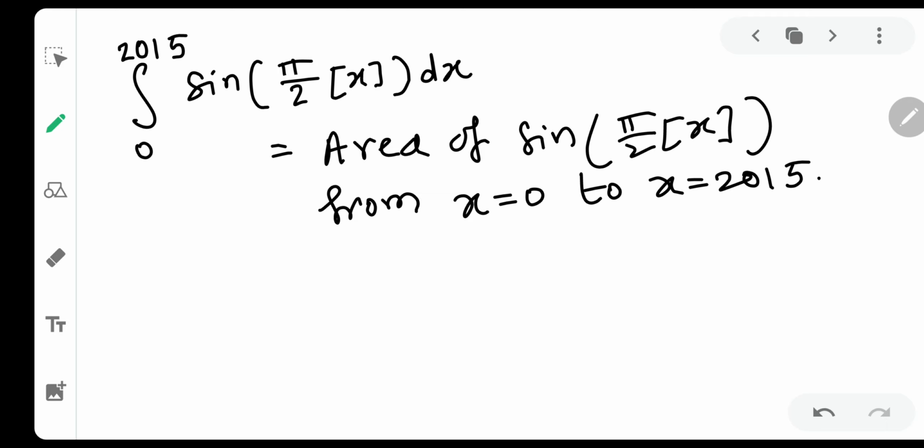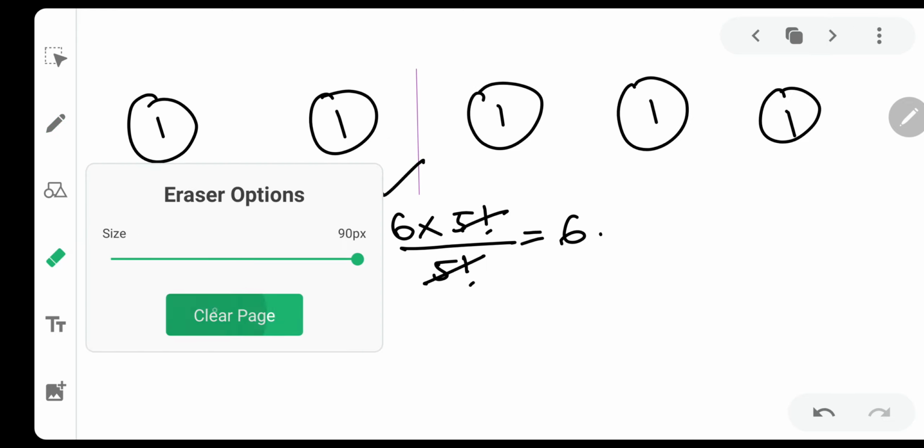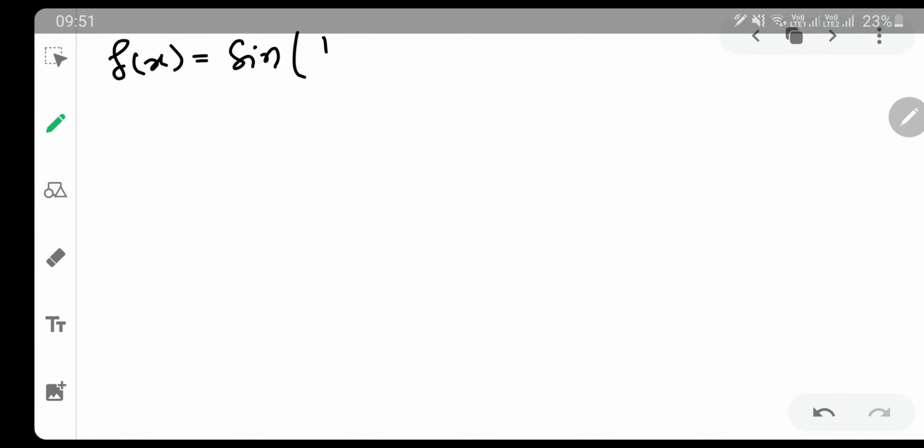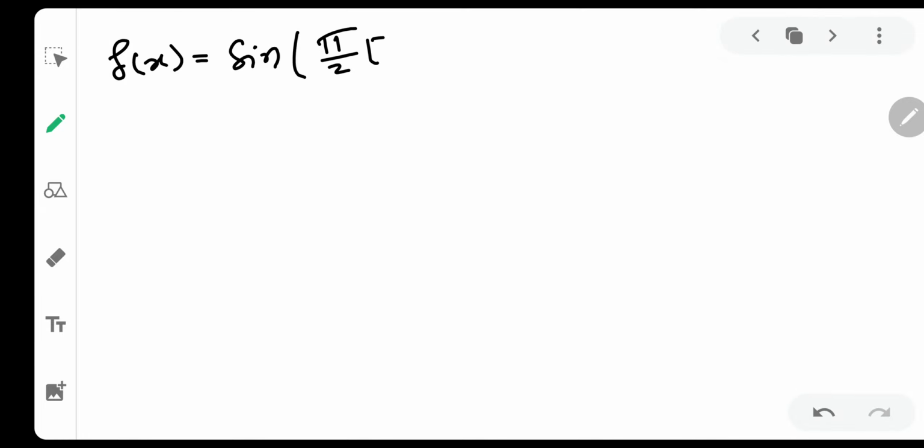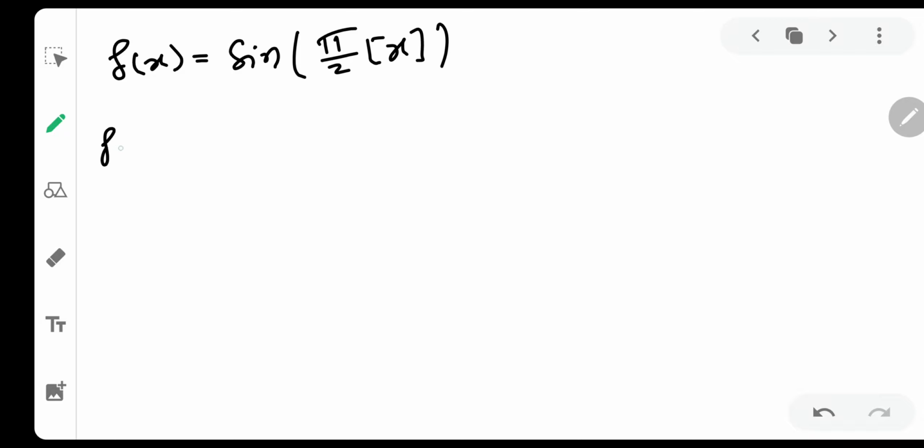So what I'll do, I'll make you understand every bit step of this particular curve. So basically we are going to trace the curve and that's it, we'll get our answer. So let me try and say we are splitting this function piecewise. So our function is sine of pi by 2 GIF of x. Okay, so let's start. Suppose the value of x is from 0 to 1.